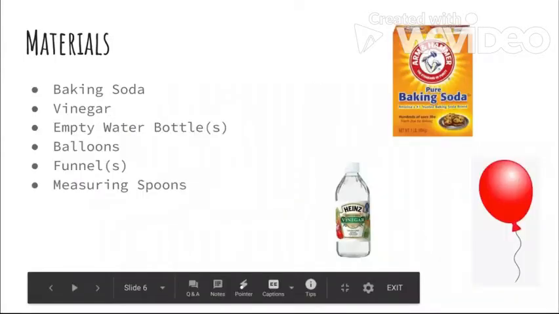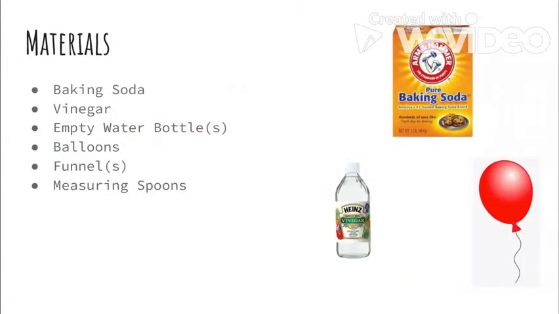So for our balloon magic experiment, the materials we're going to need are baking soda, vinegar, an empty water bottle or empty water bottles, depending on how many times you want to do the reaction or if you want to try different measurements of the baking soda and the vinegar. We're going to need a balloon or multiple balloons if you're doing it a few different times, a funnel, or if you have two on hand, that's awesome, and some measuring spoons. Once we've gathered all these materials, we're ready to start our experiment.